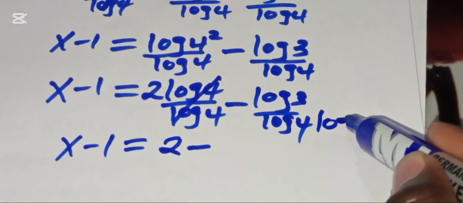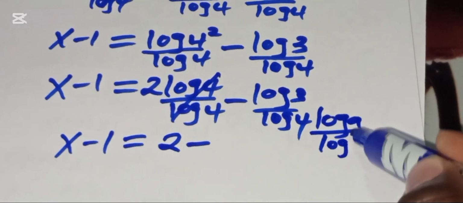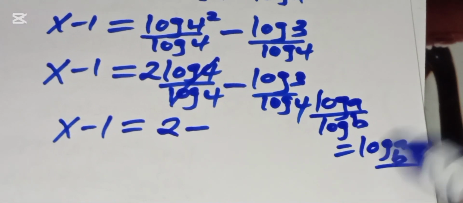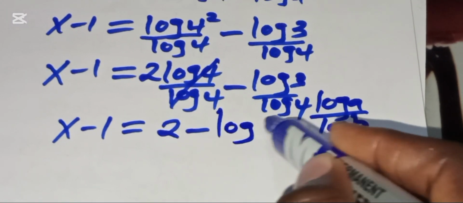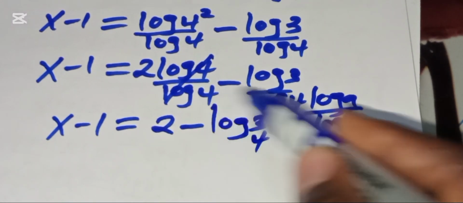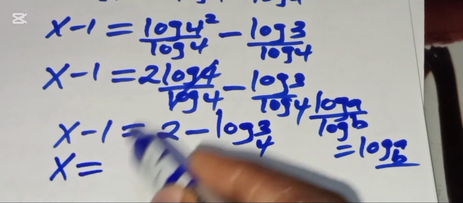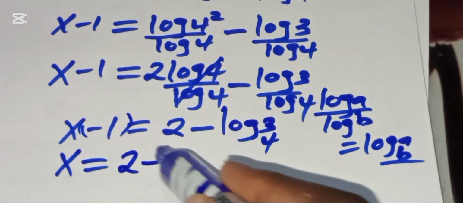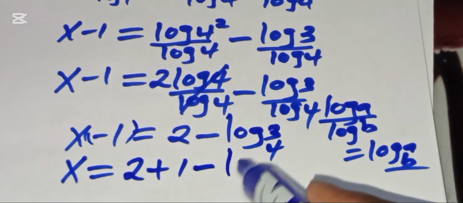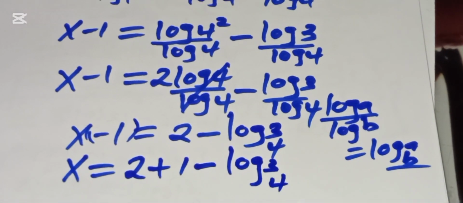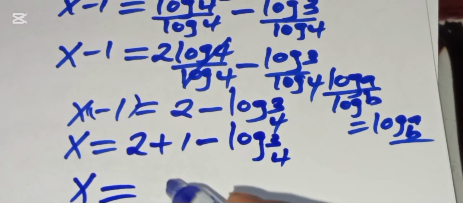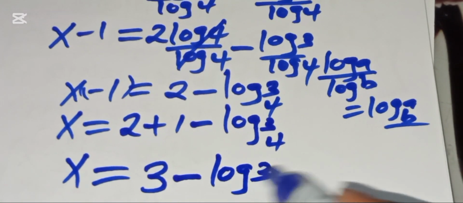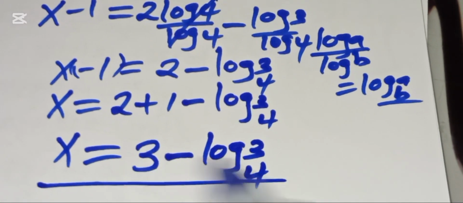This is in the form of log a divided by log b, which you can express as log a to base b. So let's apply this property. This is the same thing as log 3 to base 4. Now we'll have x is equal to, negative 1 we take to the right side, 2 plus 1 minus log 3 to base 4. So x is equal to 2 plus 1, this is 3, subtract log 3 to base 4. This is the value of x.